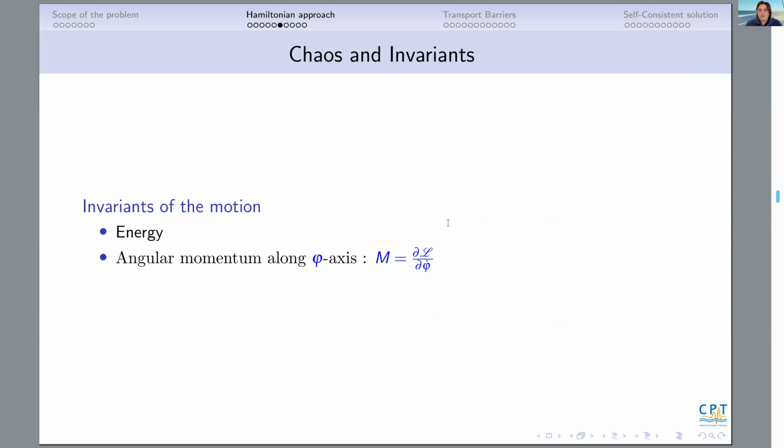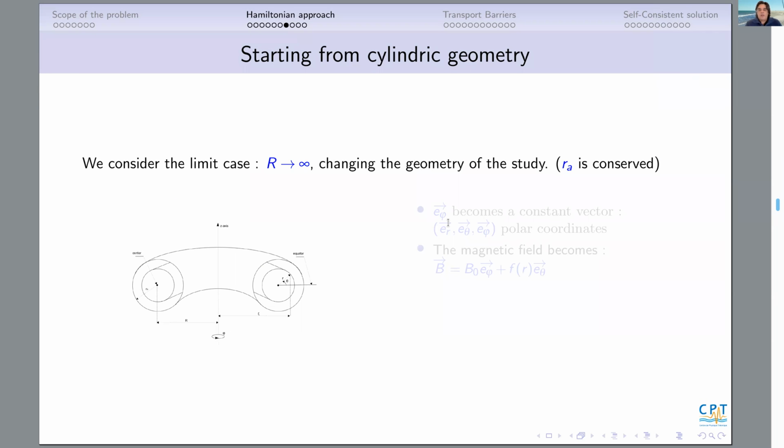So as I mentioned, the invariant of the motions, sorry, I anticipated, so there's an angular momentum. Actually, what we will do first is consider the limit of R going to infinity. R is the radius of the torus, of the donut. I will keep the small radius constant, but the radius of the donut will go very, very large. In this limit, the torus becomes a cylinder, E phi becomes a constant vector, and we end up with a cylinder.